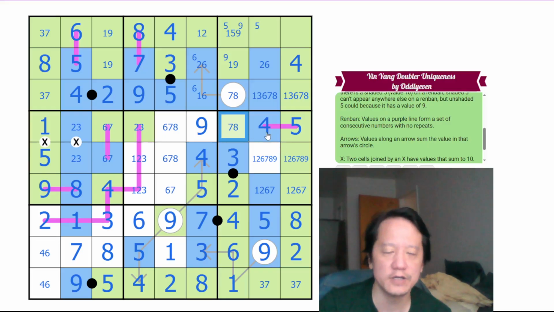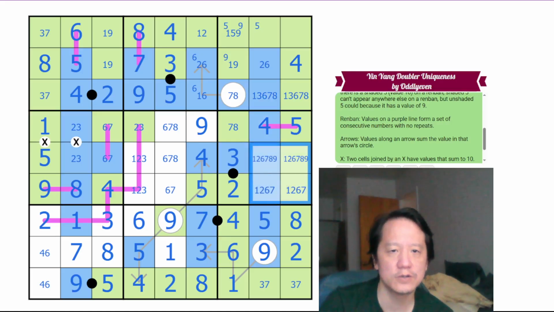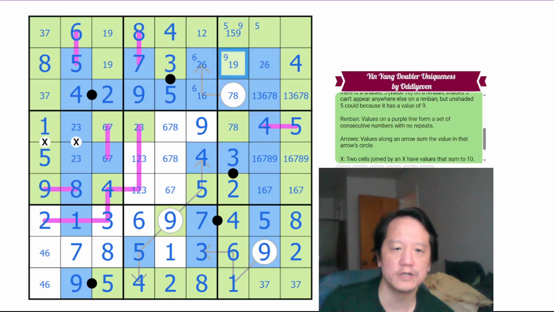We have a diagonal here of blue, so this must be blue here. No 2 here. 1 eliminates 1 here, so this is 9. Can't be 9 or 1, it's 5.